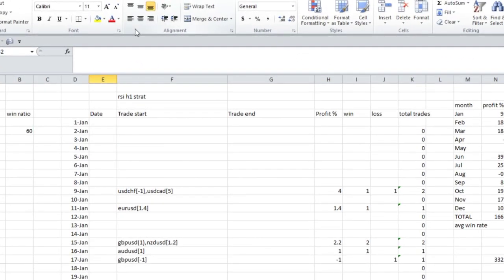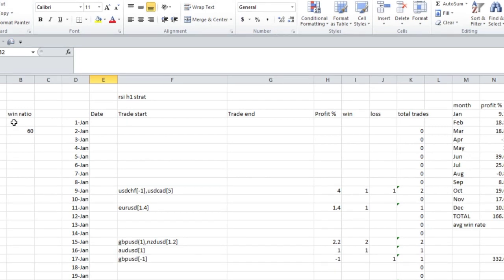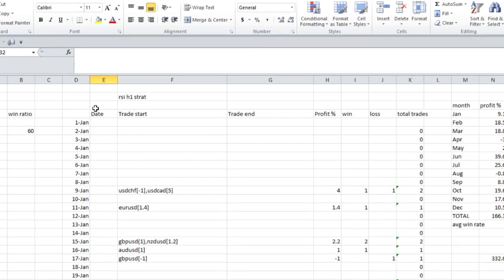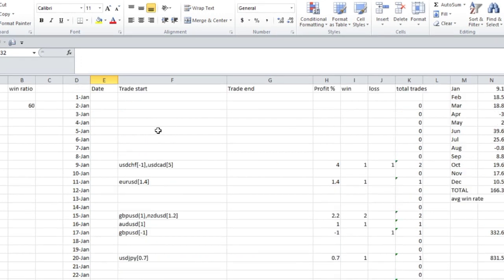Okay, so this is the spreadsheet I used to record my testing. You can see the win rate is calculated here, then the dates. You can edit this, change it to whatever name you want to. This is the date of the trades.